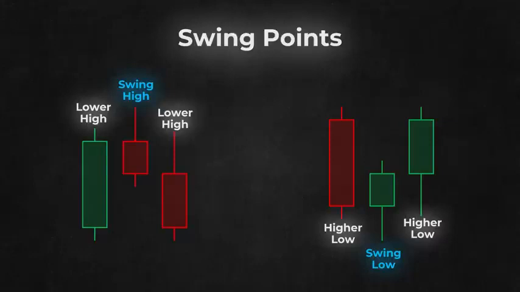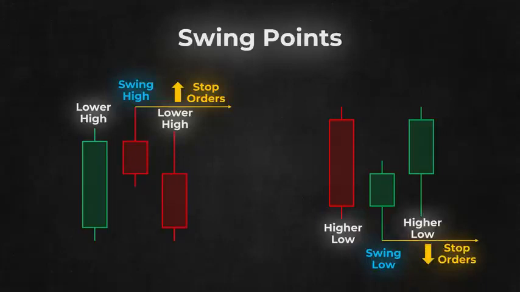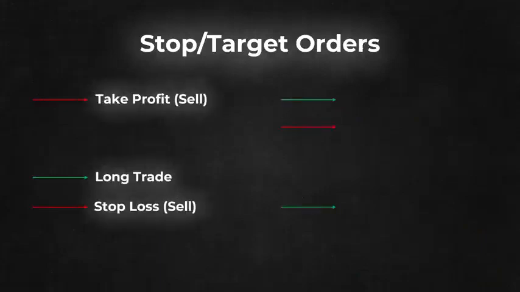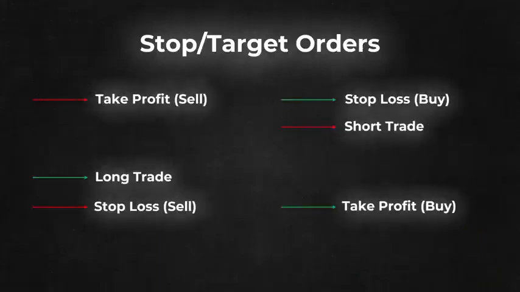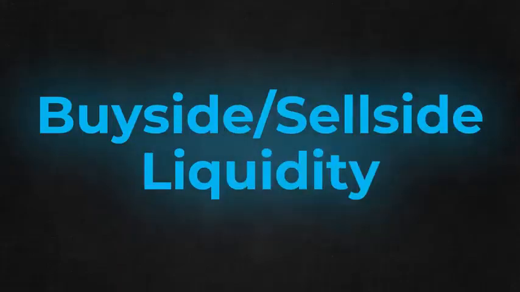The reason the idea of swing points is important is because many retail traders place stop orders just above swing highs or just below swing lows, meaning that liquidity is deeper in these areas. Recall that in a long trade, the stop loss and the take profit targets are sell orders, and in a short trade, the stop loss and take profit targets are buy orders. This idea leads us directly to the concept of buy side and sell side liquidity.